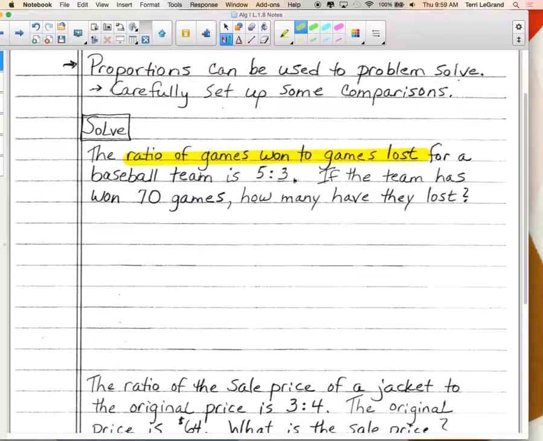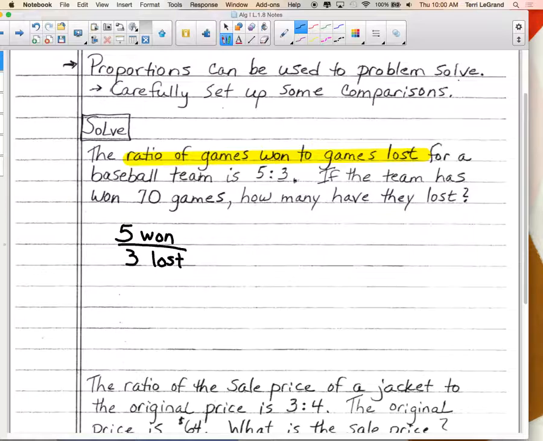Games won, and the denominator should represent games lost. For a baseball team, it's 5 to 3. So we're going to go right to this. We're going to write down our first ratio: 5 won to 3 lost.